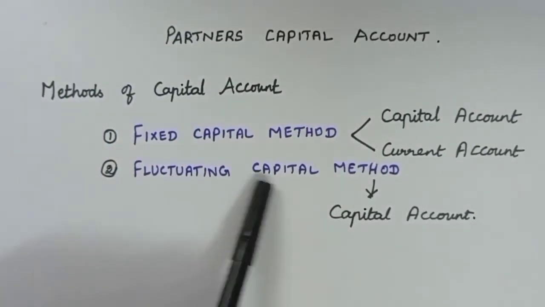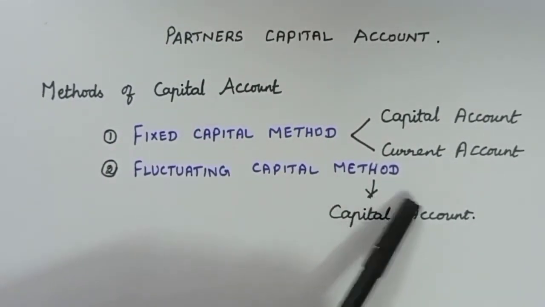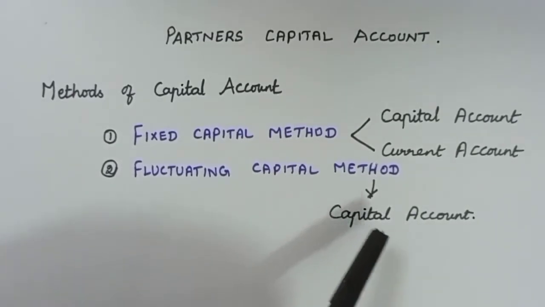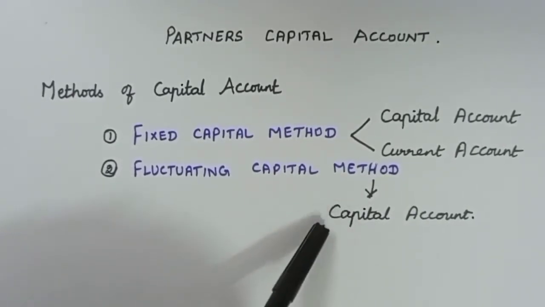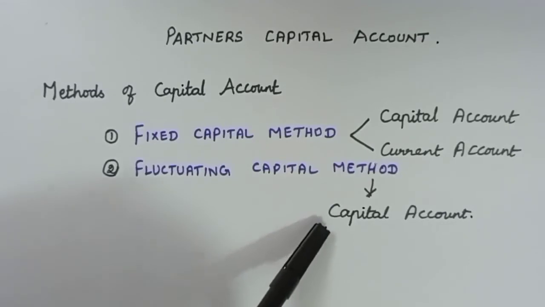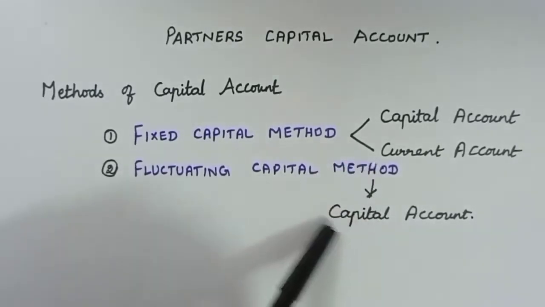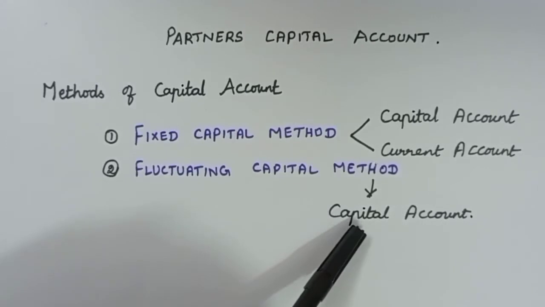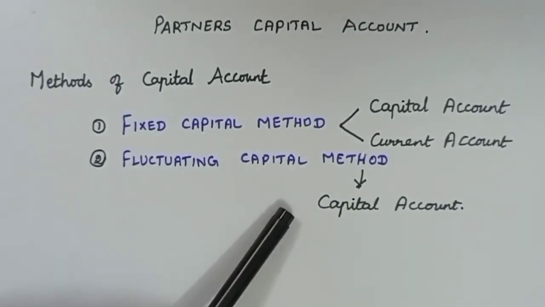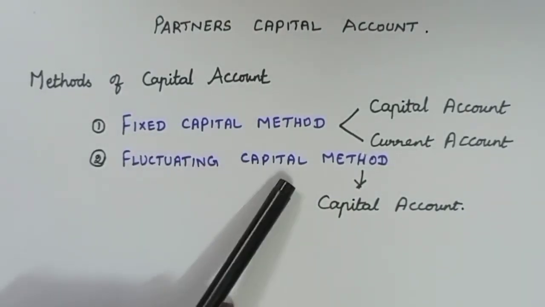Under fluctuating capital method, only capital account is maintained for each partner. In this capital account alone, all the transactions related to partners and the business are recorded. As a result, the balance in this account goes on fluctuating. That is why this method is called fluctuating capital method.